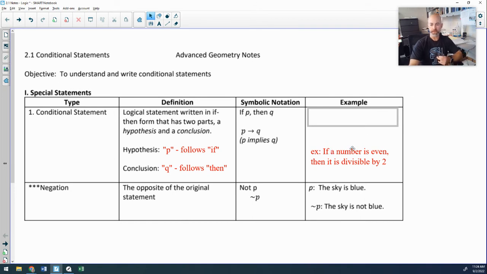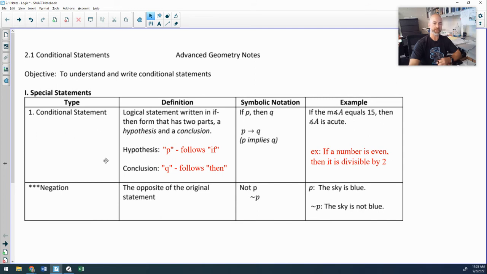One conditional is if a number is even, then it is divisible by 2. So the hypothesis is the number being even, and the conclusion is that it will therefore be divisible by 2. Another one is if the measure of angle A equals 15 degrees, then angle A is acute. That is also a conditional statement. If something happens, then there is a conclusion that follows.